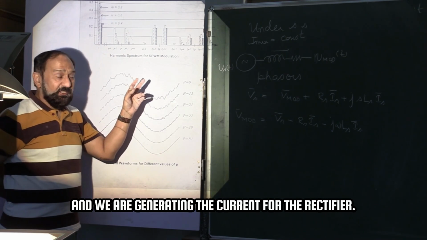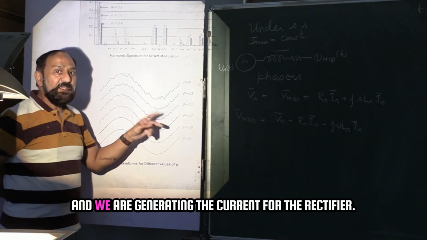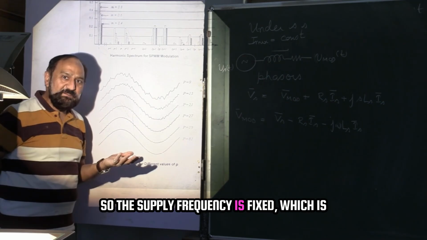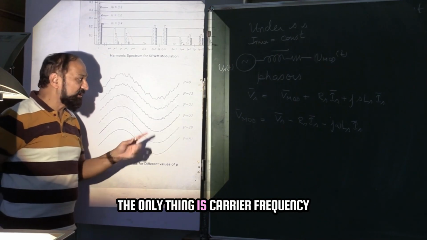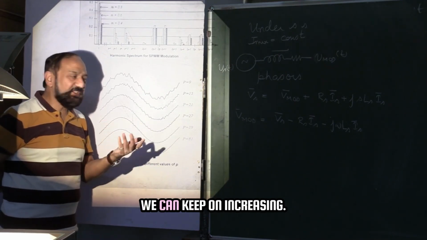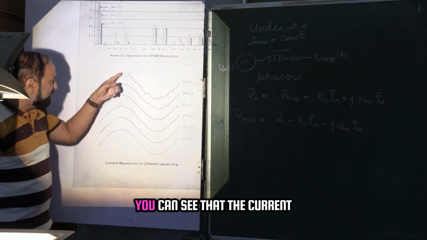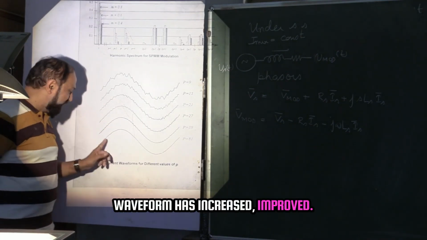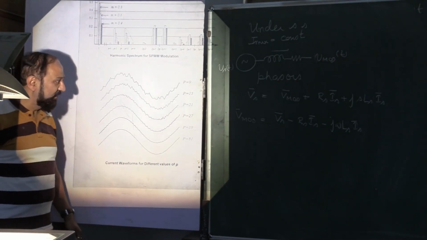And we are generating the current for the rectifier. So the supply frequency is fixed, which is basically the frequency of the modulating signal. The only thing is, the carrier frequency we can keep on increasing. As the carrier frequency is increased, you can see that the current waveform has improved. Here it is becoming almost sinusoidal.